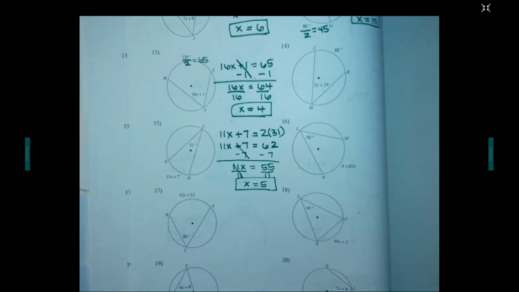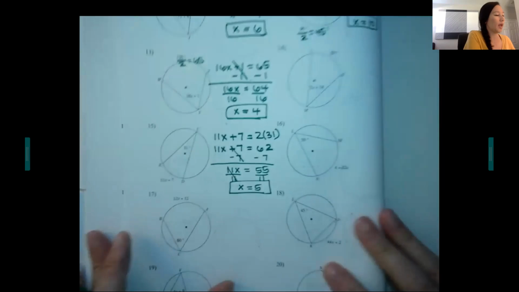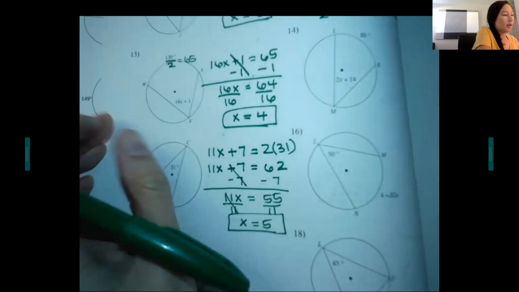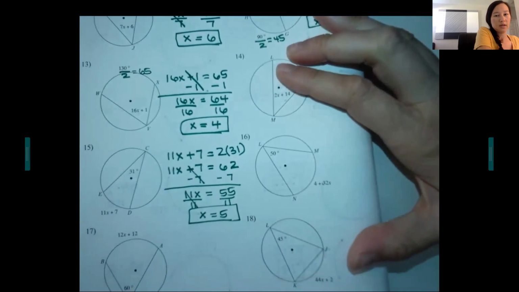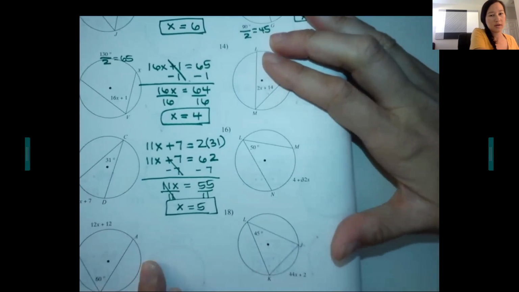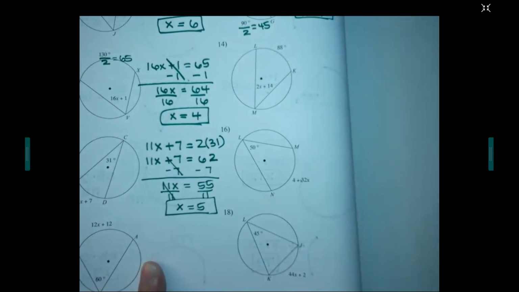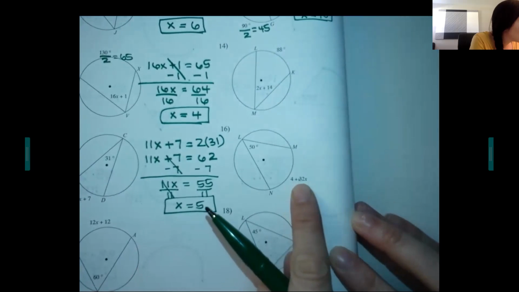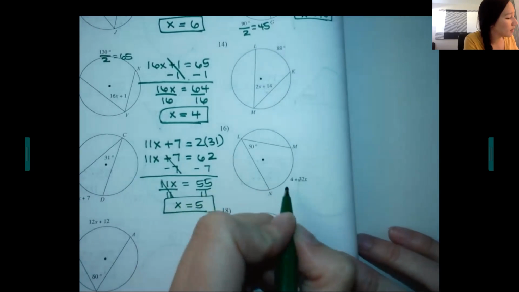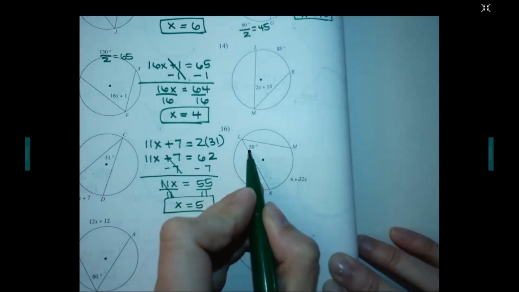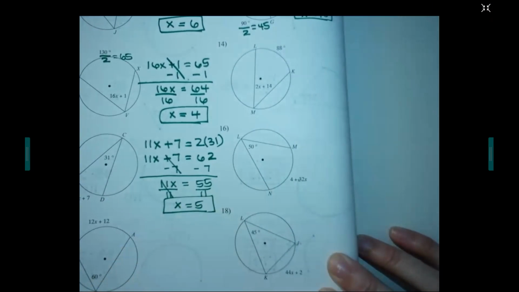Oh, okay. I can't really see number 16. It kind of looks a little blurry. Oh, okay. Here, let's see. Everyone else has theirs, so is that better? A little, yeah. It's 4 plus 32x. All right, for sure. And then 50.